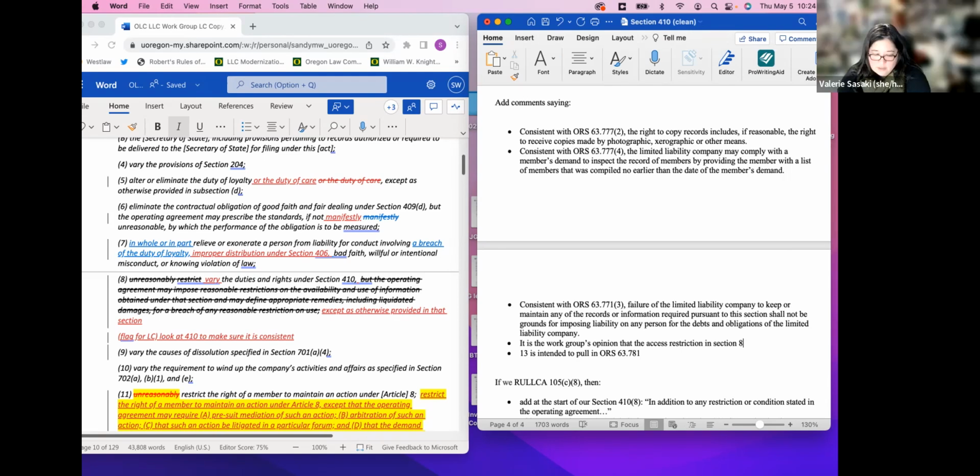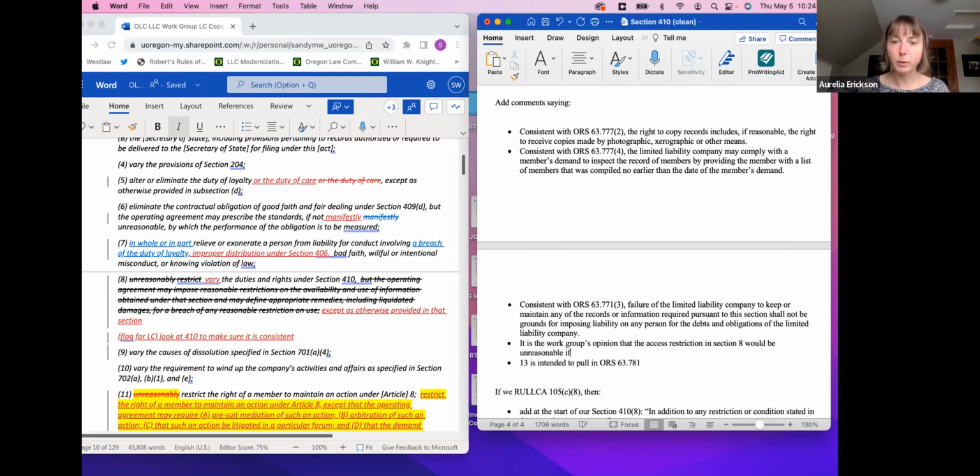It's not that, no. It would be unreasonable to restrict the availability of the records in subsection 1. Yeah, so it's the work group's opinion that the access restrictions in section 8 would be unreasonable if applied to the records and documents in subsection 1. Yeah.